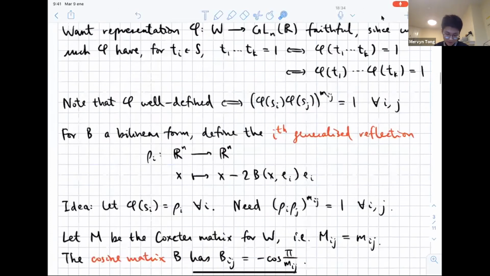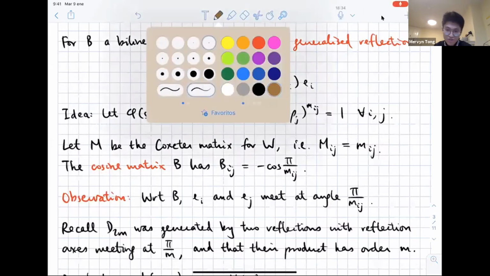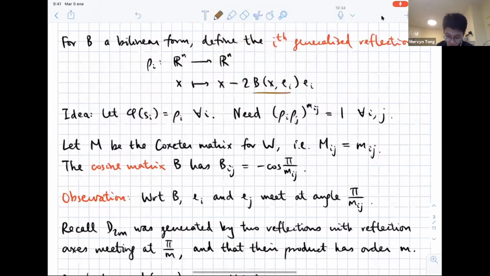Now, I'm going to do a construction here that allows us to find such a representation. For B a bilinear form, I'm going to define rho_i to be the ith generalized reflection given by this formula here. And this is known as the generalized reflection because in particular, if we just replace this with the standard inner product, then this is of course just the standard reflection in R^n about the ith standard basis vector.